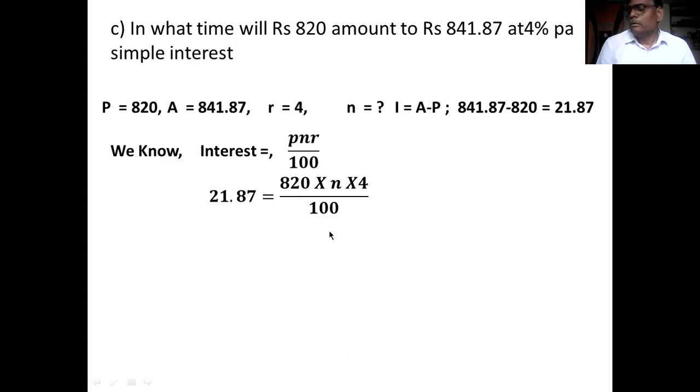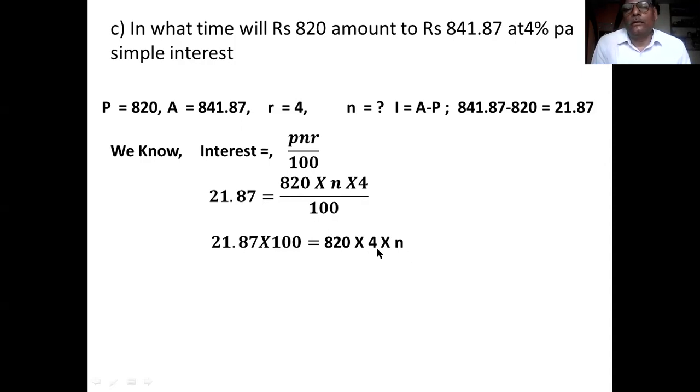Then you take this 100 to the left hand side. 21.87 into 100 is equal to 820 into N into 4. So this is the next step. 21.87 into 100, 820 into 4 into N. Clear? In the next step, what do you do?